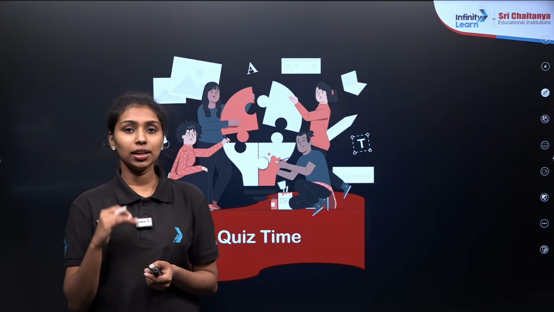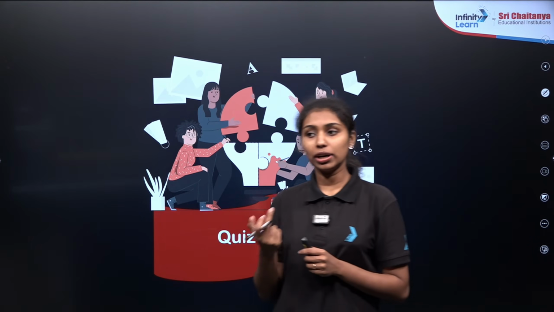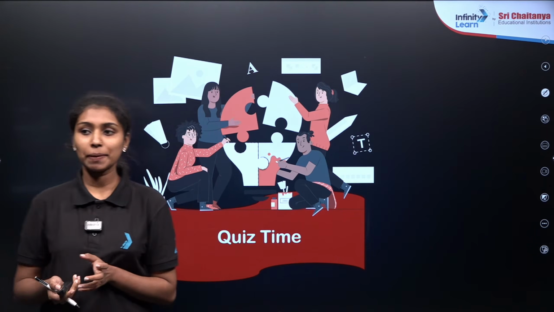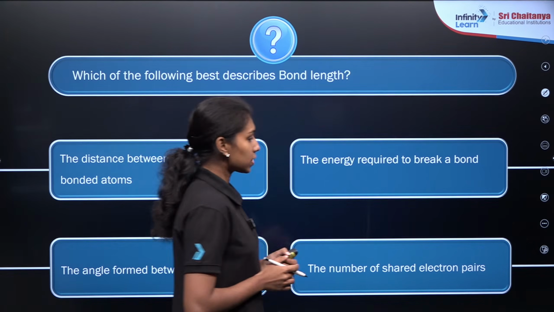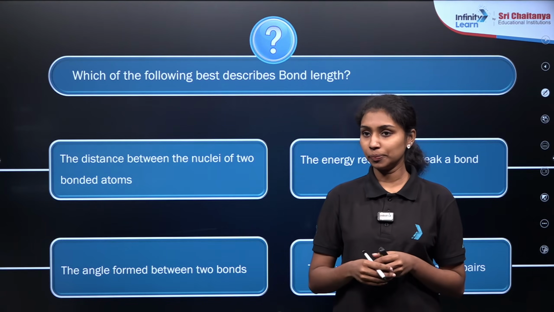So that's all about the bond parameters. We have already seen bond length, bond order, bond angle and bond enthalpy. Now let us practice some questions based on the topic we have studied today. So here is the first question. Just let me know the answer in the comments.